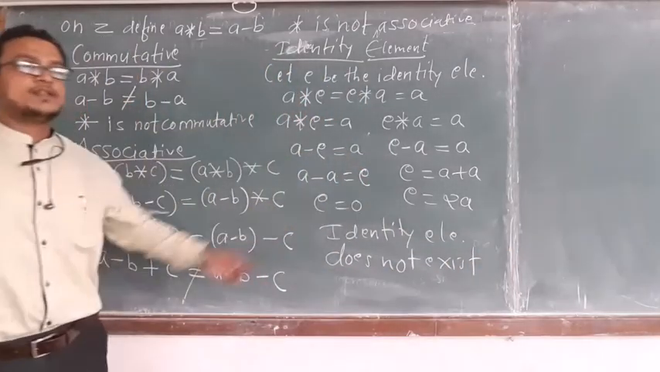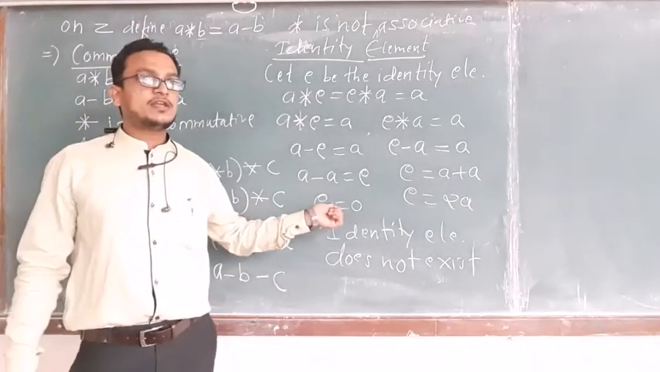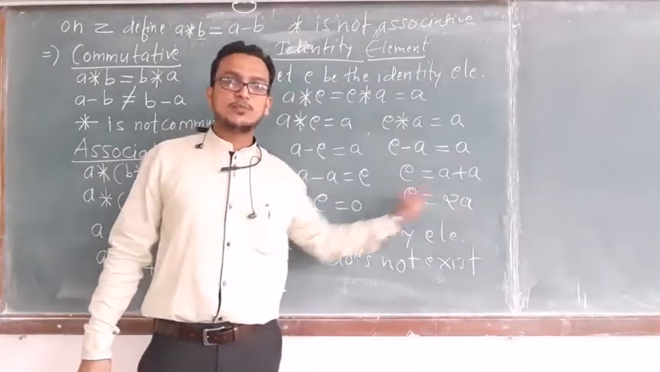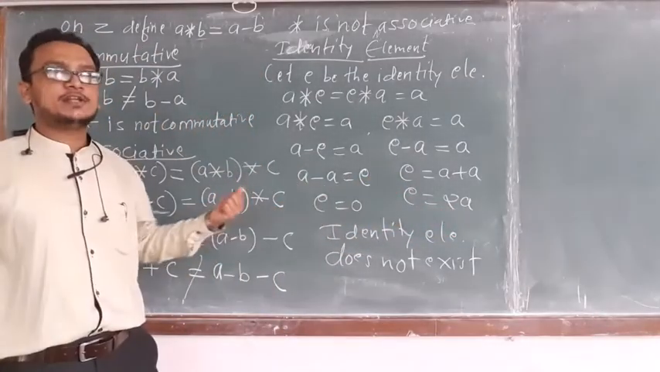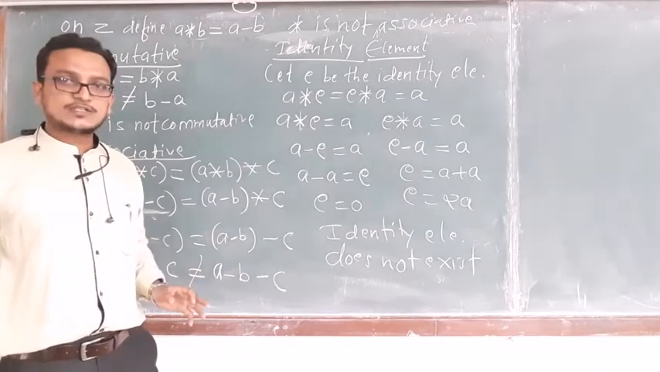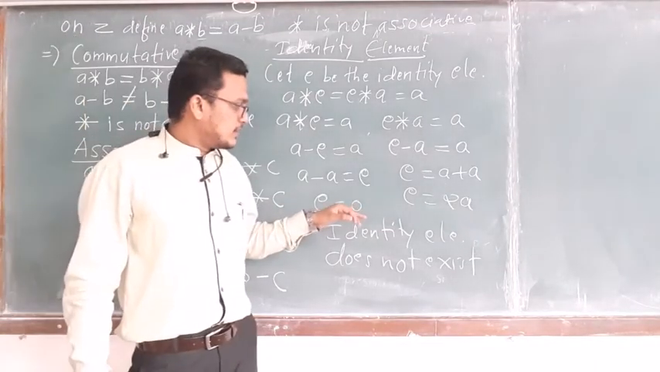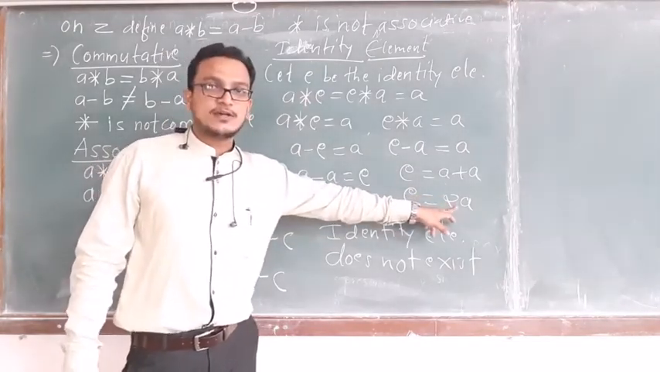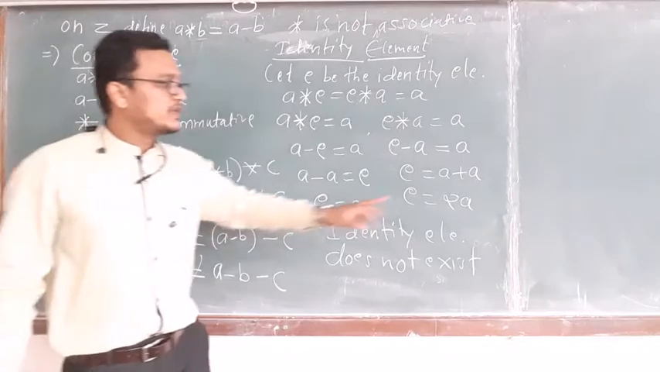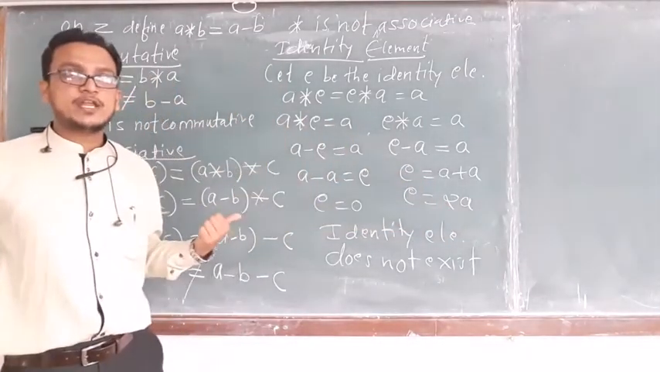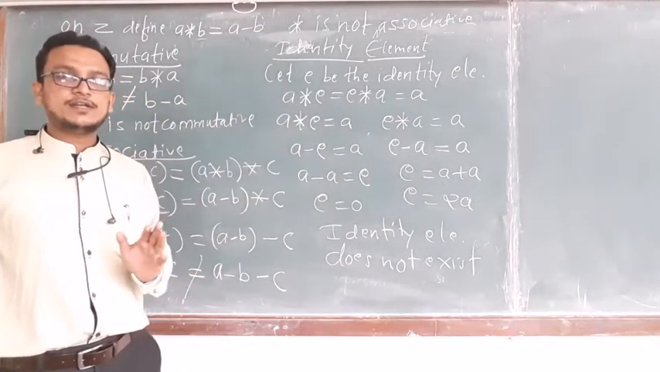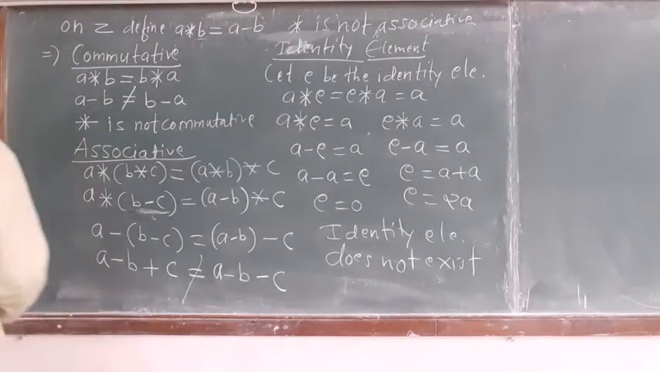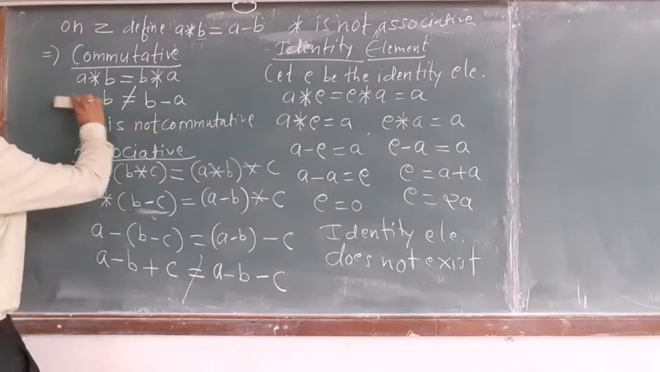Again, when the identity does not exist, now here it is 0 and here it is 2A, so both are different, and we have concluded that the identity element does not exist. Another case is, suppose when you simplify for E and its answer contains a variable, that variable may be A or B, then you again conclude that the identity element does not exist. So this is the one example I have solved here. Let us take the next question.